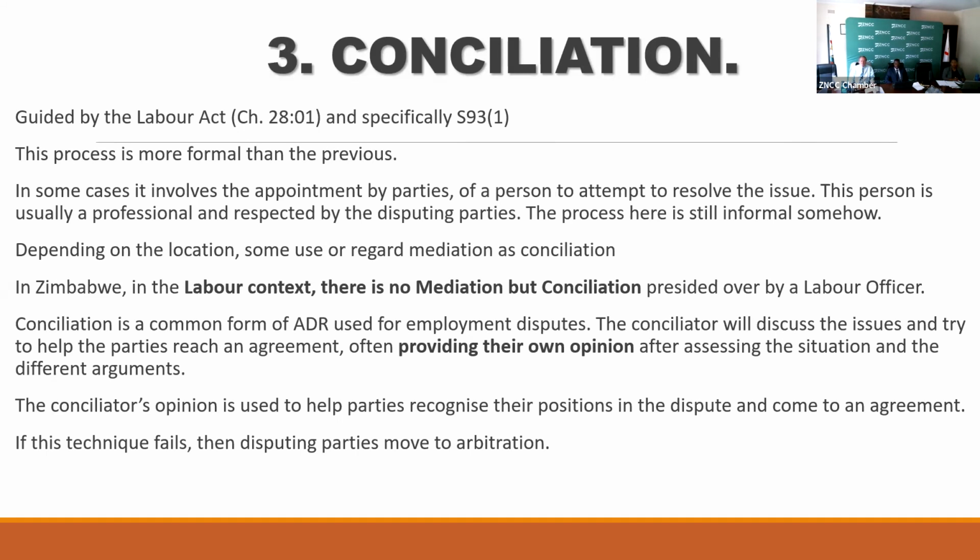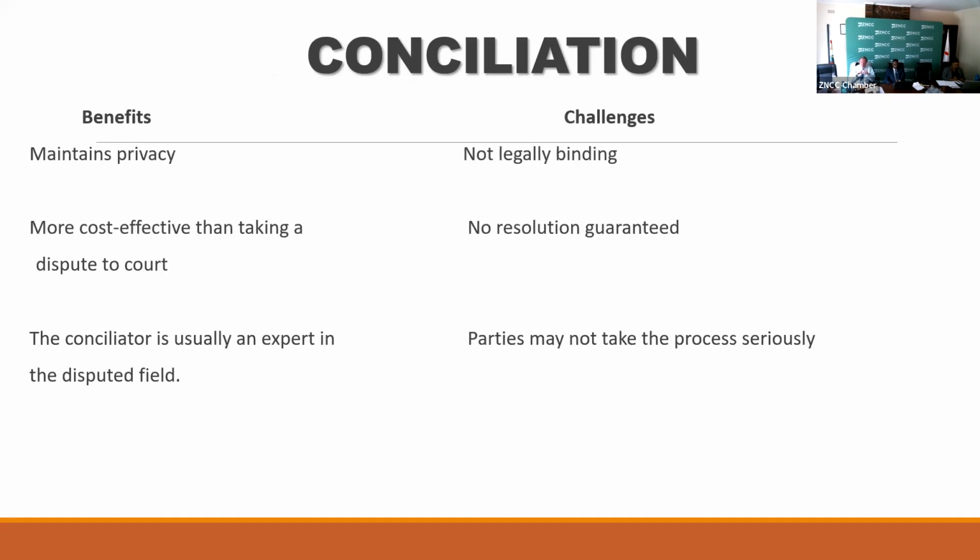The conciliator will discuss the issues and try to help the parties reach an agreement, often providing their own opinion after assessing the situation and the different arguments. The conciliator is used to help parties recognize their position in the dispute and come to an agreement. If this takes place, then disputing parties move to arbitration.